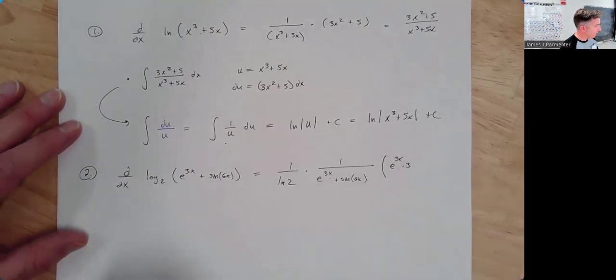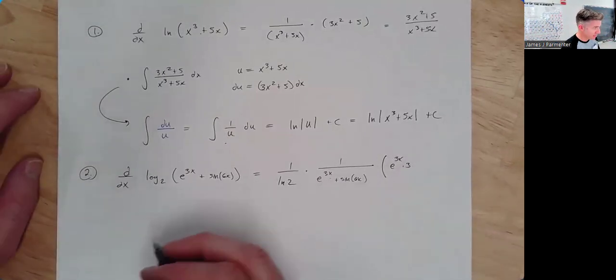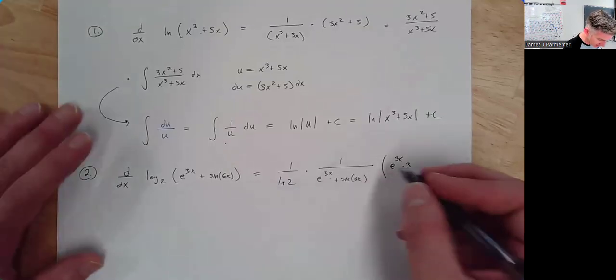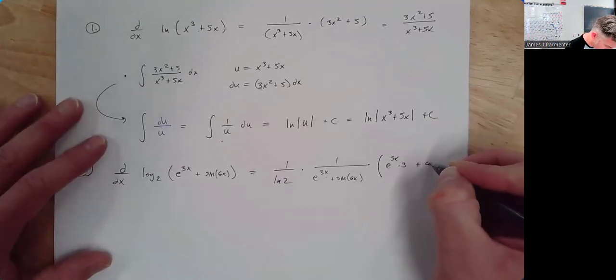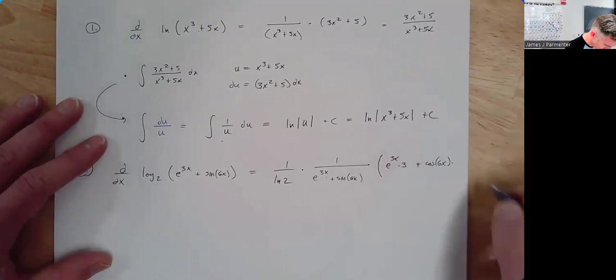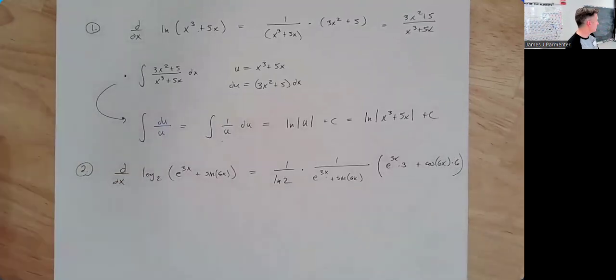Same deal for sine of 6x. Sine of 6x is sine of some different new stuff. And the derivative of sine of some different new stuff is cosine of your different new stuff times the derivative of that different new stuff.